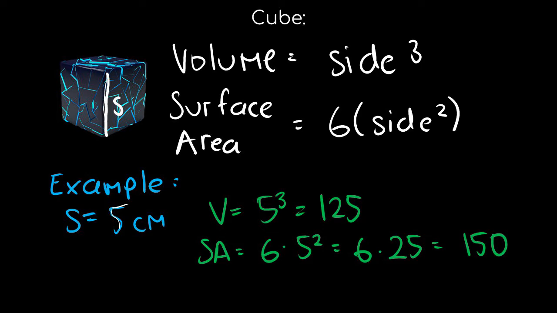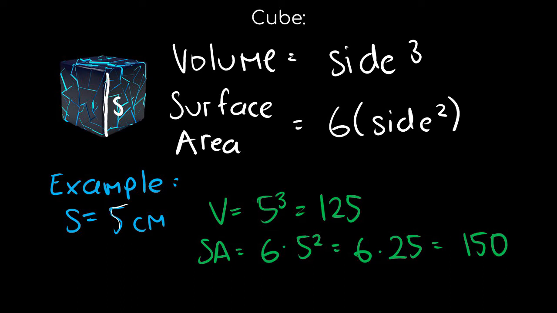What is the volume of a cube? The volume of a cube is side cubed. This is the side of the cube, and we're just going to multiply it by itself 3 times. What is the surface area of a cube? The surface area of a cube is 6 multiplied by its side, s, squared. So we multiply 6 by its side 2 times.